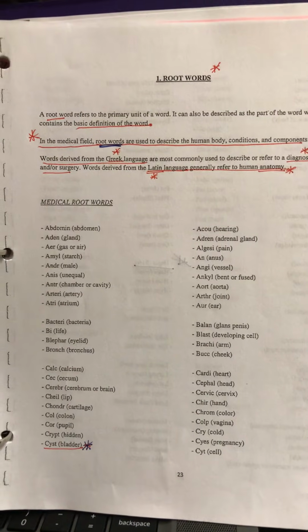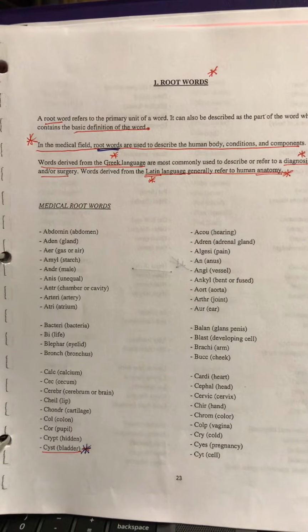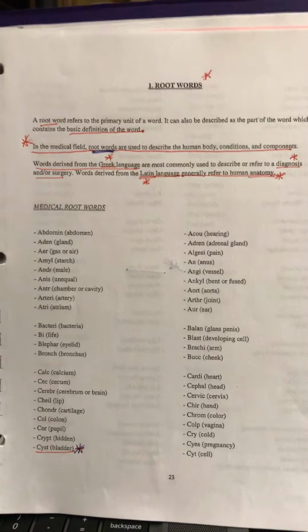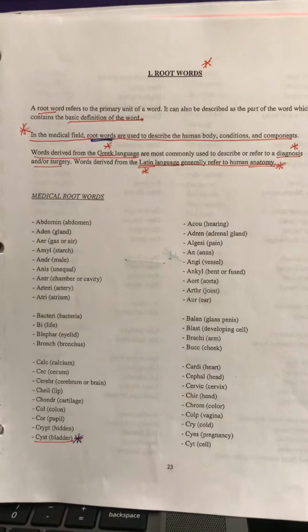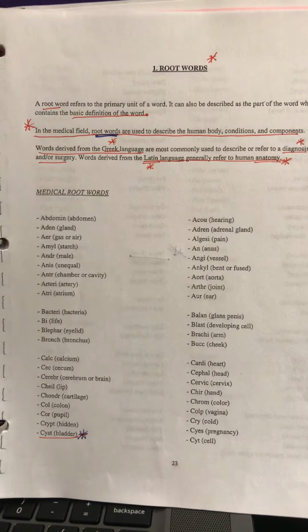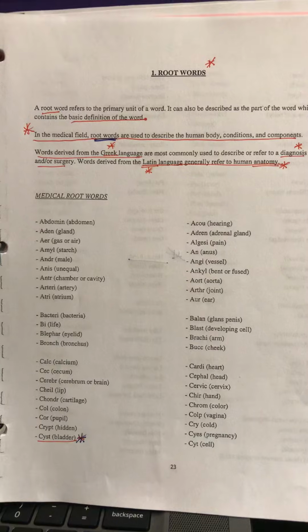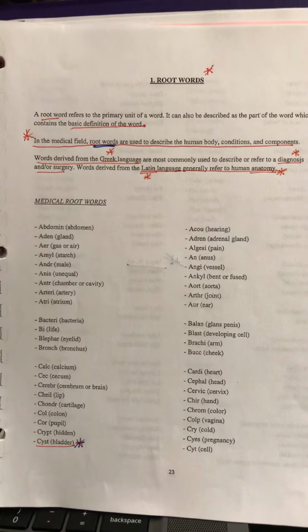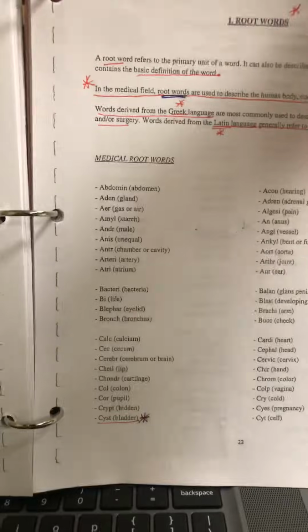Cyst, C-Y-S-T, that is important. You'll see that a lot. Bladder. When somebody has cystitis, you would think they have a cyst, which most people think of a lump or a bump or something. But by the spelling, C-Y-S-T means your bladder. So when they have cystitis, they have a bladder infection. Itis meaning infection or swelling, inflammation. All of that is your itis.